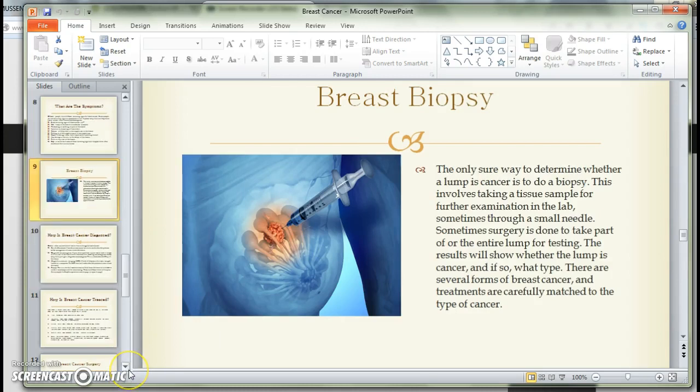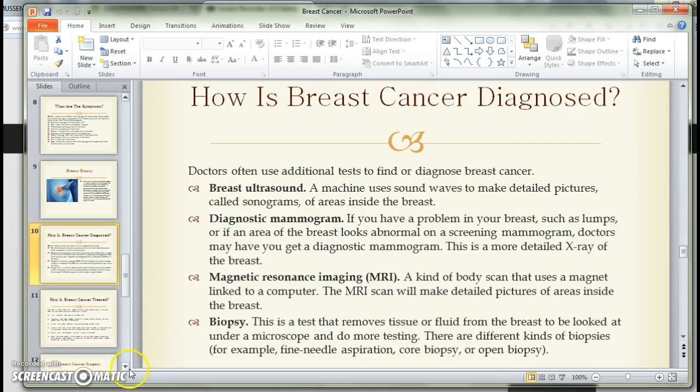Breast biopsies: the only sure way to determine whether a lump is cancerous is to do a biopsy. This involves taking a tissue sample for further examination in the lab. Sometimes it is done with a small needle, and sometimes surgery is done to take part of or the entire lump for testing. The result will show whether the lump is cancer, and if so, what type. There are several forms of breast cancer, and treatments are carefully matched to the type of cancer.